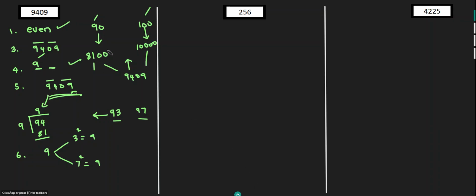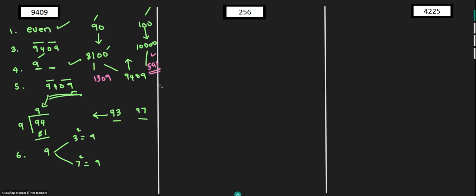The difference of 8100 with 9409 is 1309. And then the difference of 9409 with 10,000 is going to be 591.